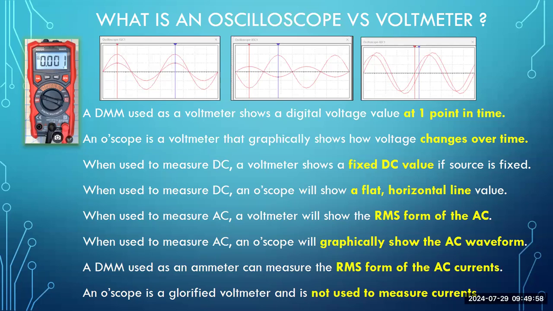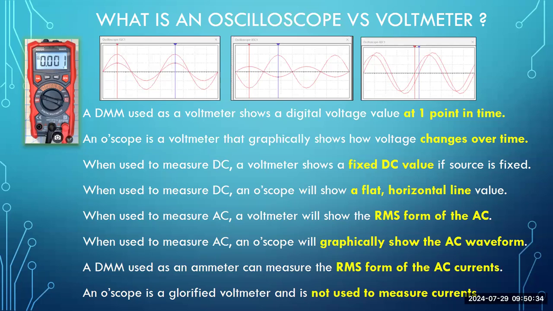When you use it to measure DC, a voltmeter will show a fixed DC value if that voltage source is fixed. There is variable DC that you will encounter, and we'll talk about that in a separate training video. But as long as the DC voltage is fixed, then the digital multimeter will be able to show a fixed DC value. Now, to measure DC on an oscope, the oscope will display that DC quantity as a flat horizontal line. We'll show you that in a future training video as well.